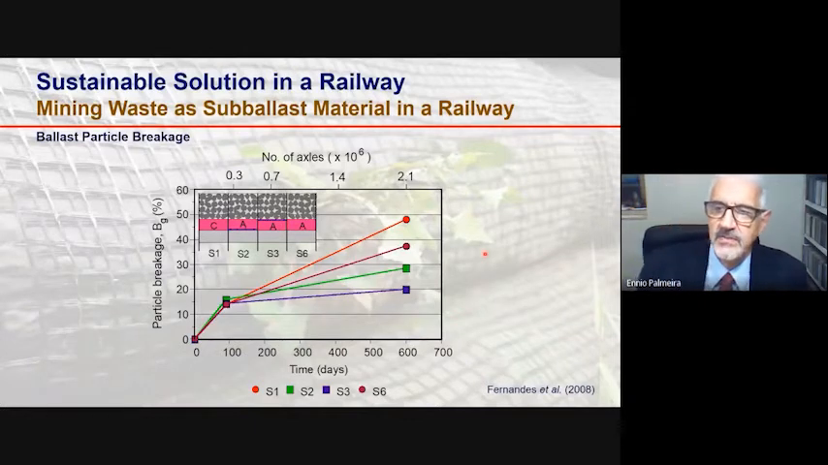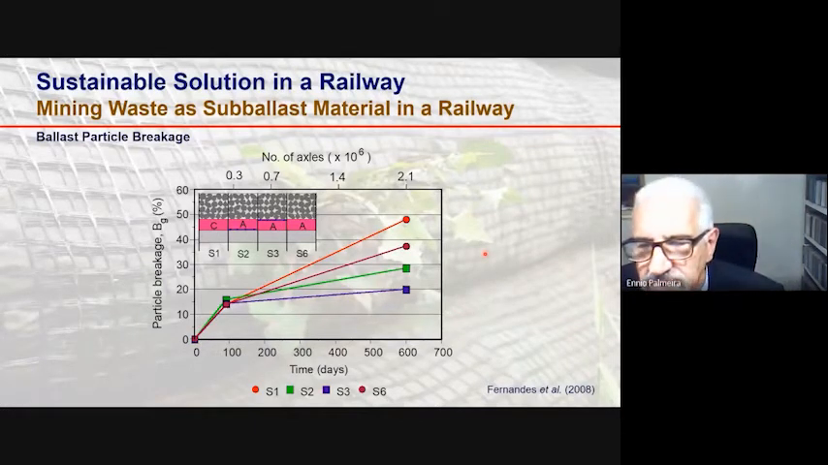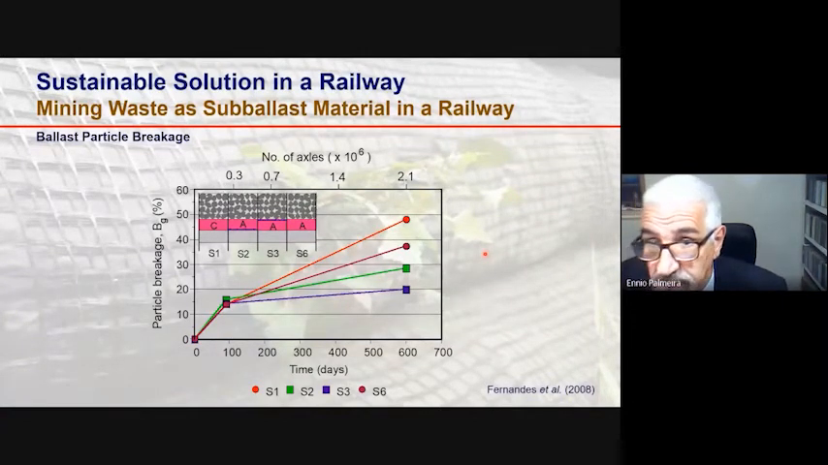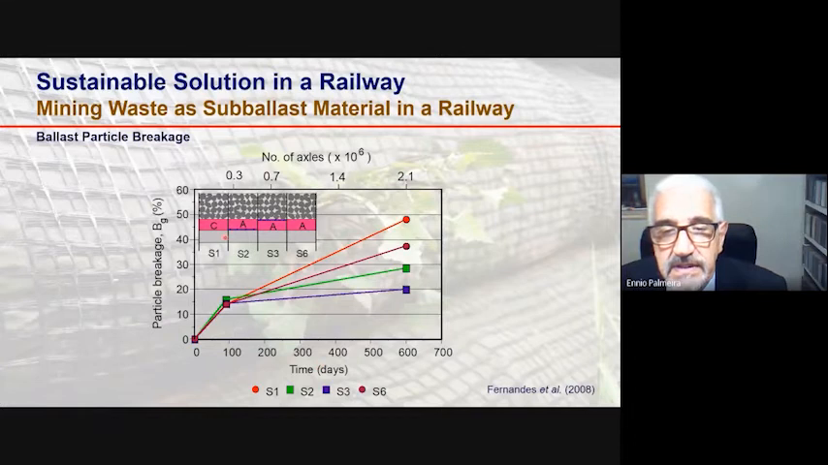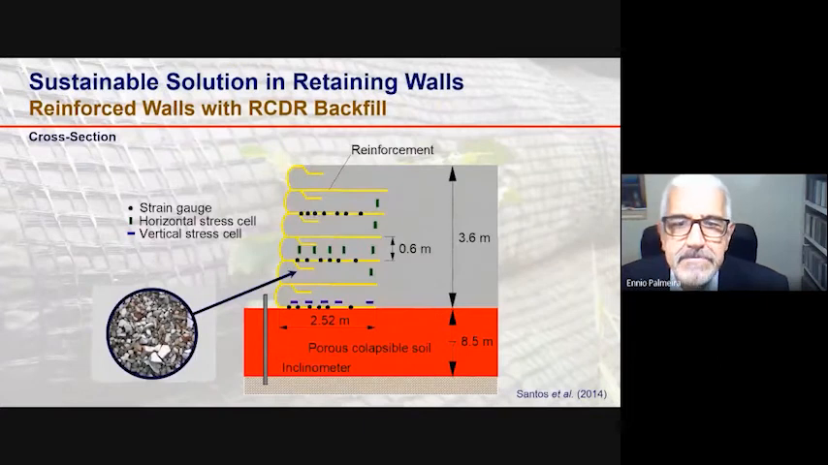So an additional benefit of the presence of the reinforcement is the reduction of breakage of ballast particles, which has an interesting repercussion in terms of reduction of costs of maintenance of the railway track. So the geosynthetic reinforcement allows the use of an alternative and cheaper subballast material for this railway. Let's see now an example of the combination of recycled construction and demolition residue as backfill in geosynthetic reinforced walls.